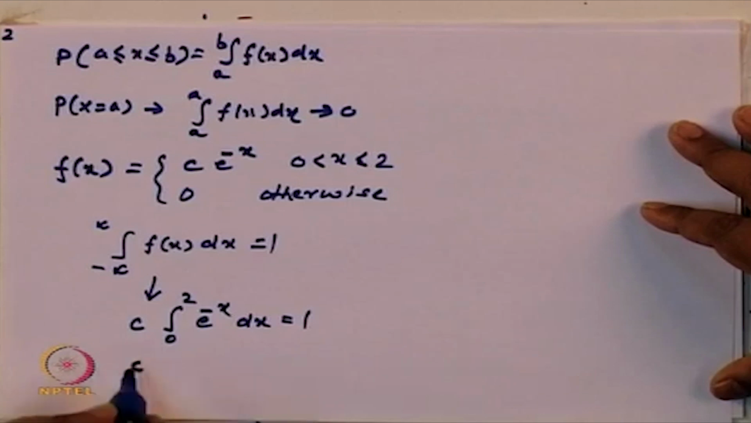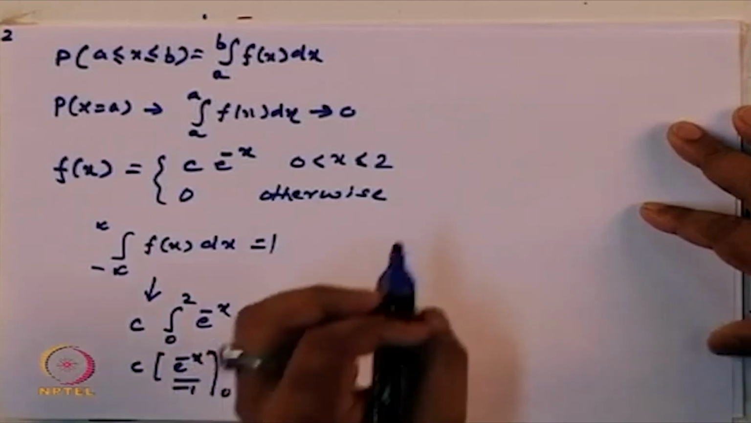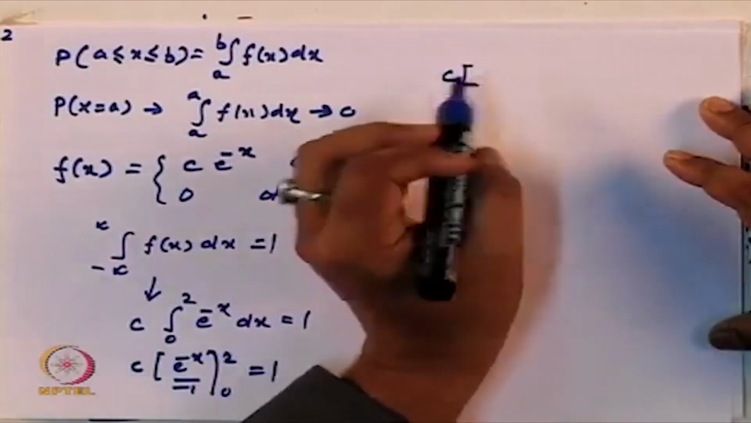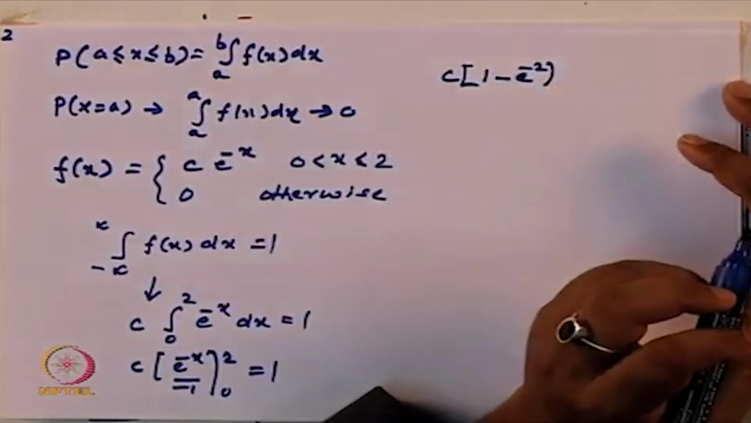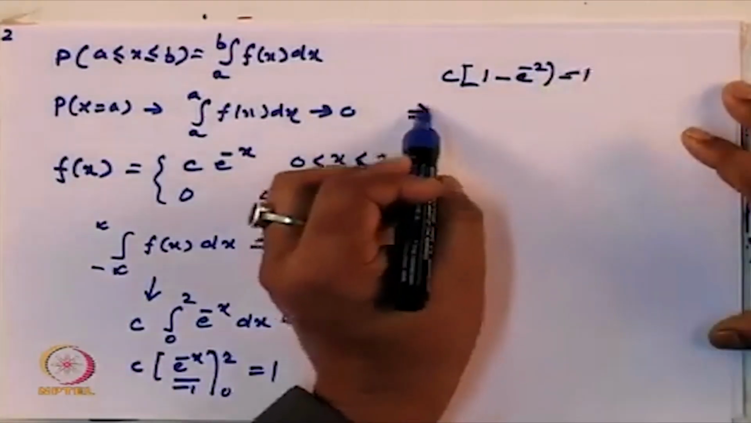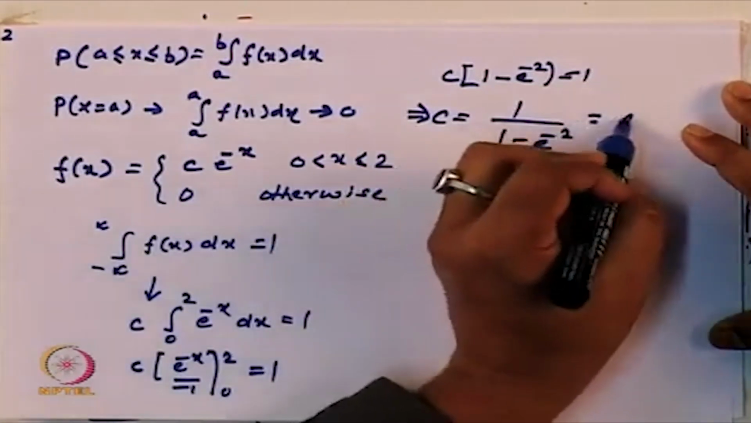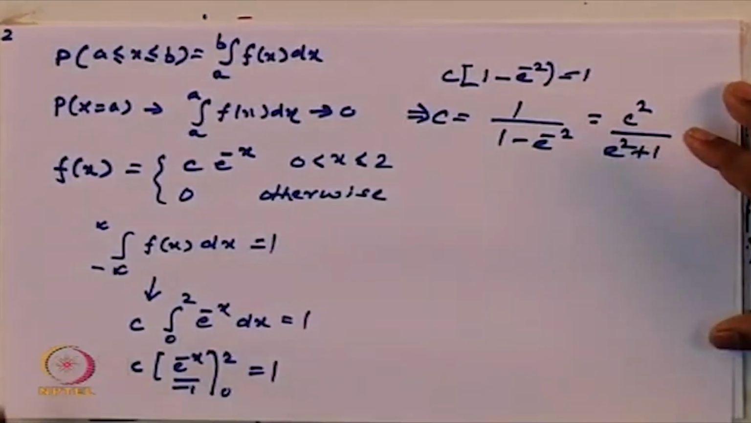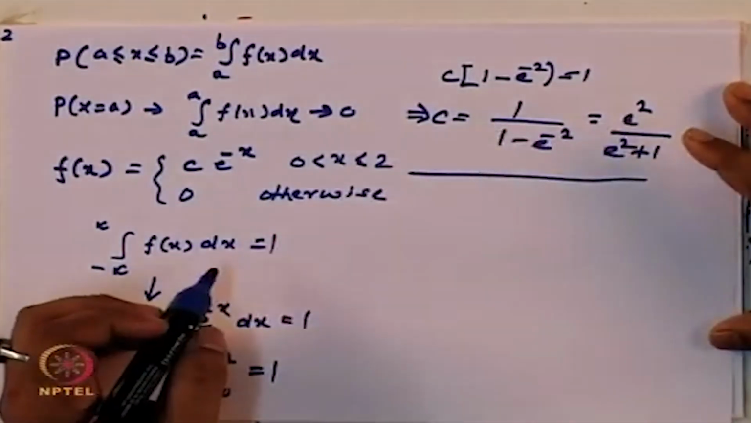I can take c out. So, this comes to be, I can simplify as c times (1 minus e to the power minus 2), equal to 1. So, implying c is equal to 1 over (1 minus e to the power minus 2). Okay. So, you have the constant as e square by e square minus 1.